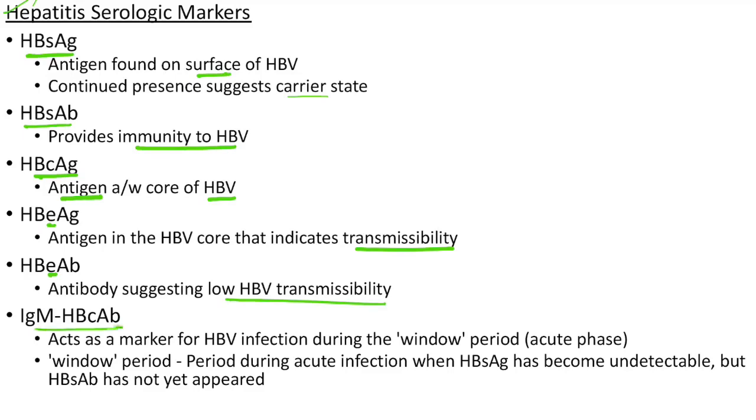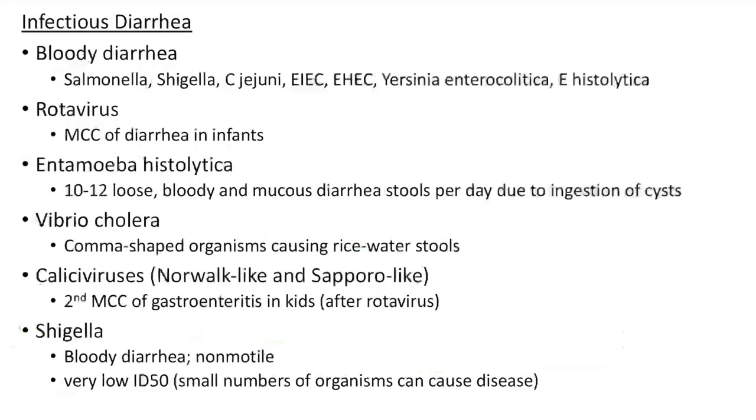And let us see about IgM-HBc antibody. It acts as a marker for HBV infection during the window period in acute phase. Window period is the period during acute infection when HBsAg has become undetectable but HBsAb has not yet appeared. During this period, IgM-HBc antibody acts as marker for HBV infection.